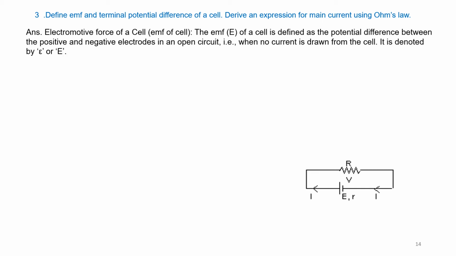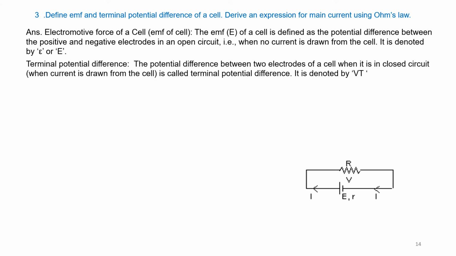EMF is defined as the potential difference between the positive and negative electrodes of an open circuit. That means for measuring EMF, this R is not connected. It is an open circuit. If you measure the voltage between the positive and negative terminal, it is the EMF. It is denoted by E. That means when it is an open circuit, no current is drawn.